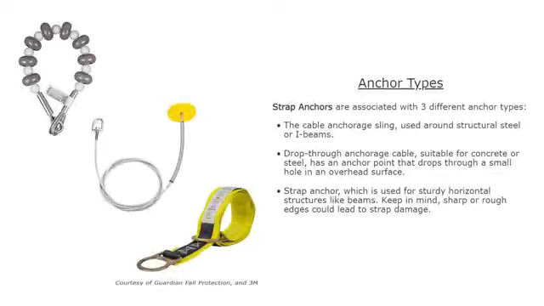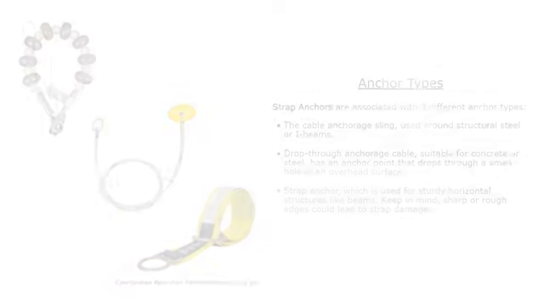Anchor types. Strap anchors are often associated with 3 different types of anchors. The cable anchorage sling, used around structural steel or I-beams. Drop-through anchorage cable, suitable for concrete or steel, has an anchor point that drops through a small hole in an overhead surface. Or strap anchor, which is used for sturdy, horizontal surfaces like beams. Keep in mind, sharp or rough edges could lead to strap damage.